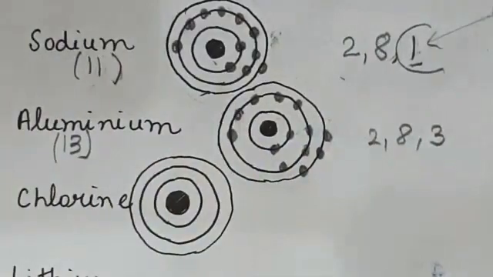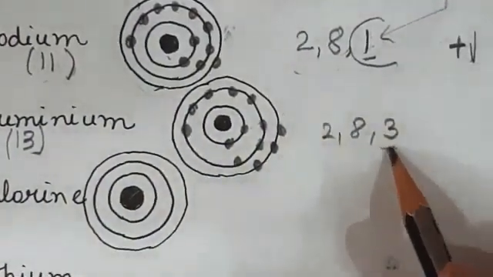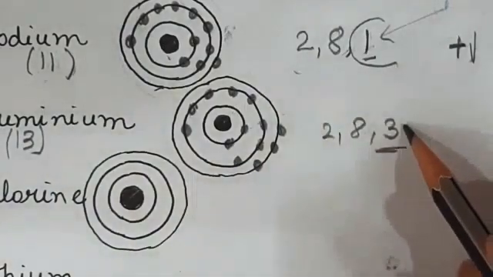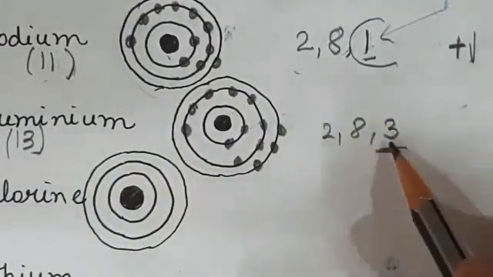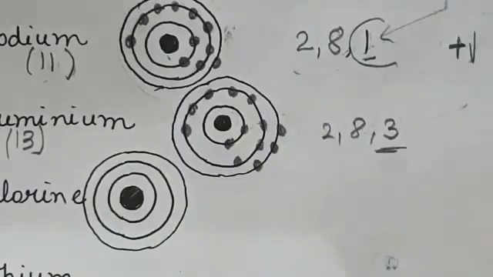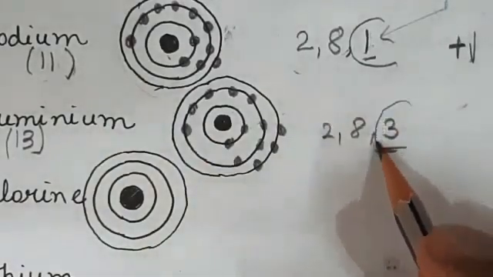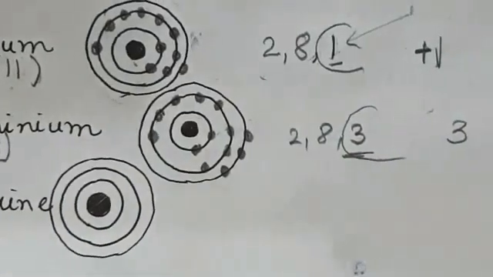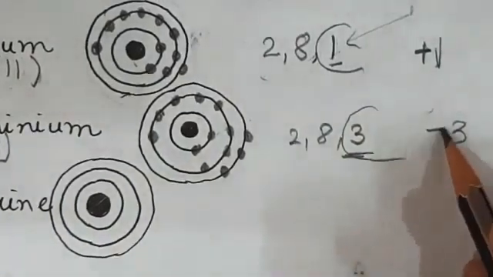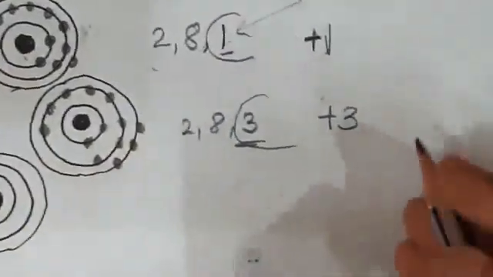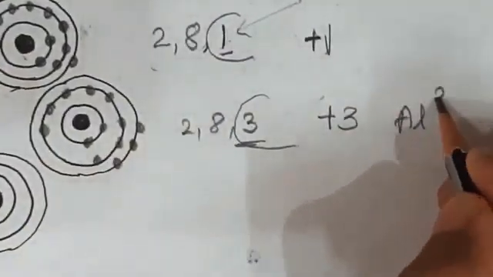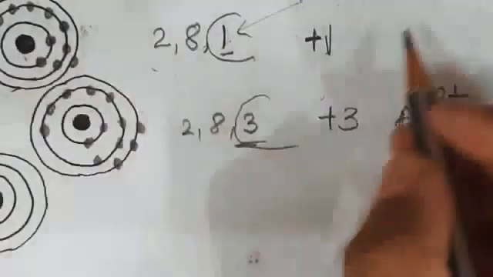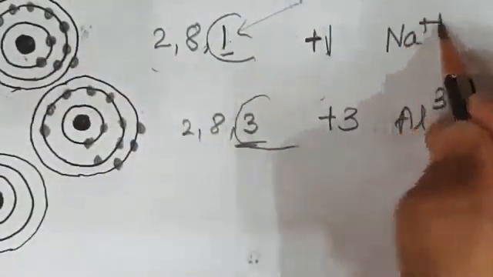So we are filled. Now calculate the valency. We need to make this 8. So either it will gain 5 electrons or it will lose 3 electrons. So which one is easy? Losing 3 electrons. So the valency is 3. And what is the charge? It is losing, means plus. That's why aluminium is written as Al3 positive. Clear? And sodium is written as Na positive.